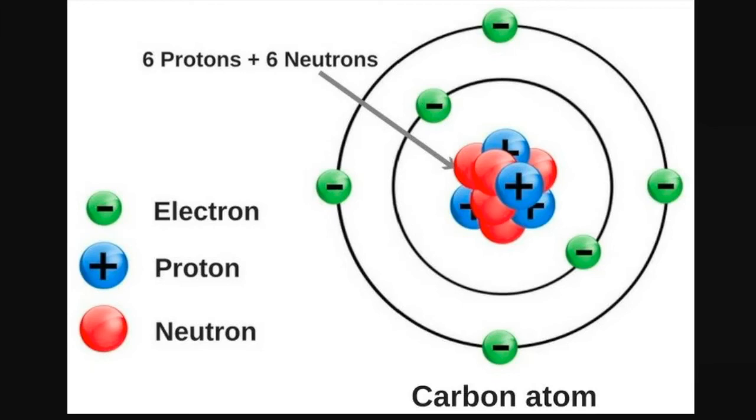Question: all atoms of carbon have 6 protons, so how many electrons do carbon atoms have? Well, hopefully you came up with the answer. Carbon atoms have to have 6 electrons to cancel out the positive charges of 6 protons. That's because atoms are always neutral in electric charge.